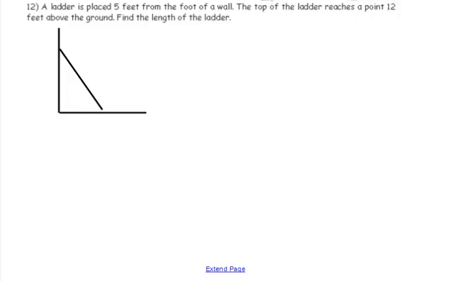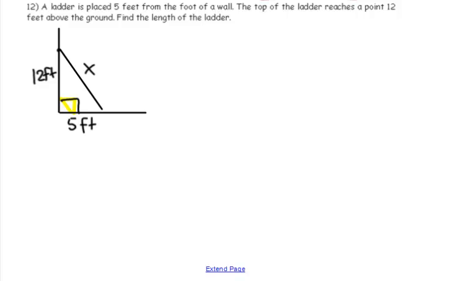Now, one of the things that we are doing in this is we're going to assume that the wall forms a right angle with the ground. Okay. So we have a right angle there, therefore we have a right triangle. The top of the ladder reaches a point 12 feet above the ground. So that's looking at this distance. The ladder is 12 feet high, so you go from the ground up to 12 feet and is 5 feet from the base of the building. We want to find the length of the ladder. Again, let's call that x.